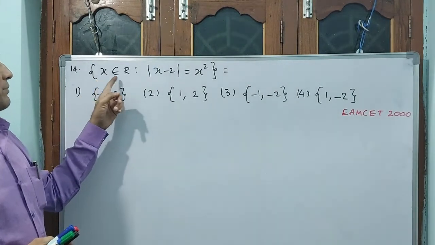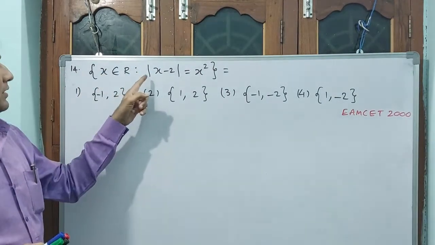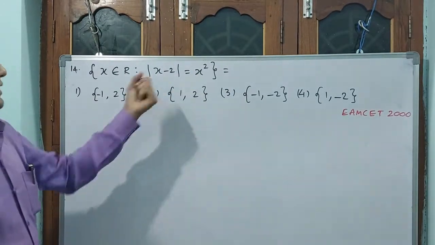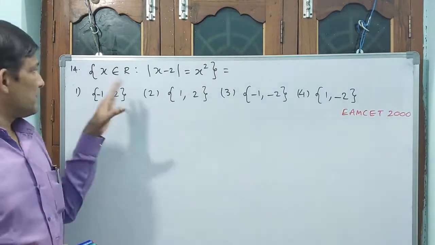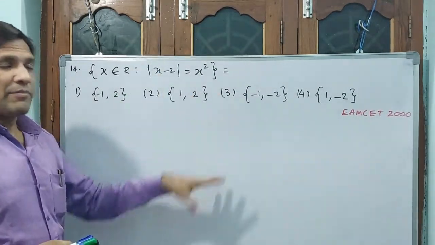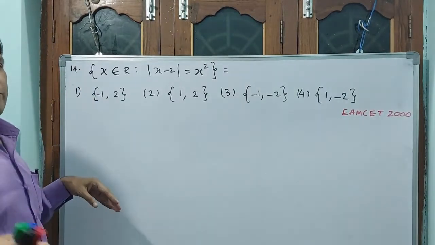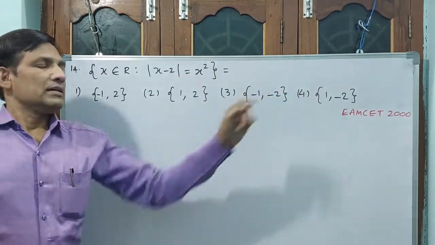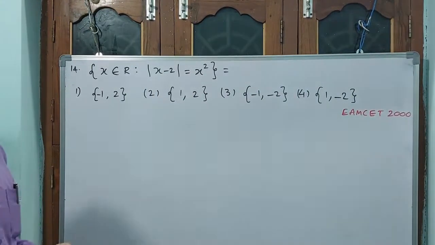See, x belongs to R for all values. Modulus of x minus 2 is equal to x square. Here we have to see the modulus function. But you see, this is a normal function only. Why? Because all I am taking are examination questions only. First question easy, like I have taken. Next, modulus question, a little bit tough, we will take. What answers will satisfy this condition? Let us see what the answer is.